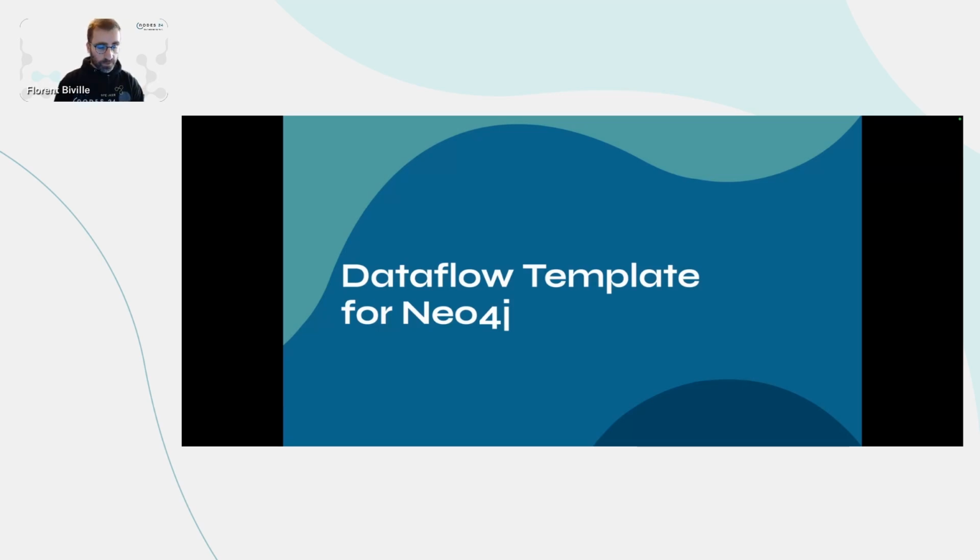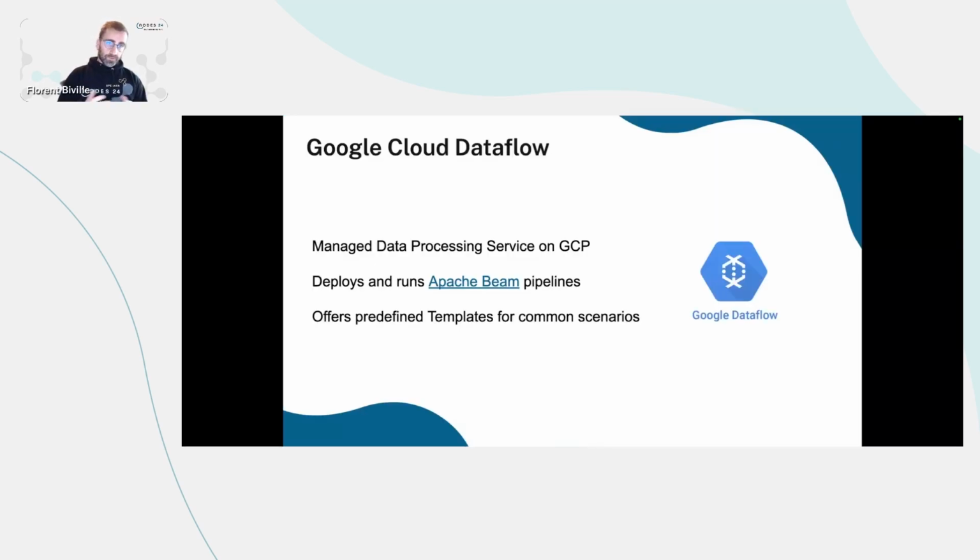And so let's talk about the Dataflow template for Neo4j. As I said earlier, Google Cloud Dataflow is a managed data processing service on Google Cloud Platform. So here I'm going to put my developer hat on, and the way I would describe it to other developers is that it's basically a runner for Apache Beam pipelines. And the next question you might ask is, okay, what is Apache Beam? I'm going to come to that.